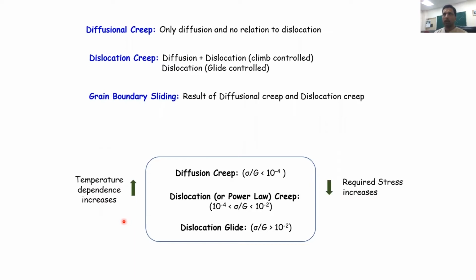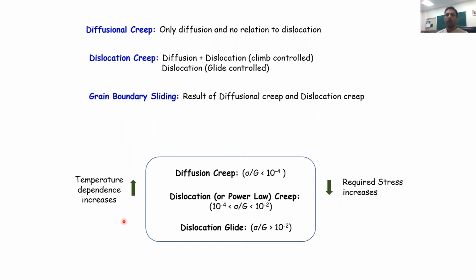creep and dislocation creep. In the diffusional creep, only diffusion and no other components like dislocations are actually contributing to the creep. While in dislocation creep, if it is climb control, then diffusion, particularly of the vacancies, and the dislocation together contribute to the dislocation creep. And in the case of glide control, only the dislocations contribute to the creep.